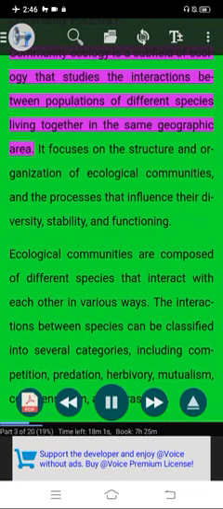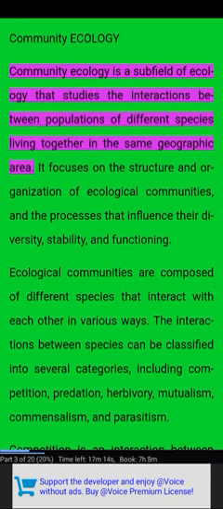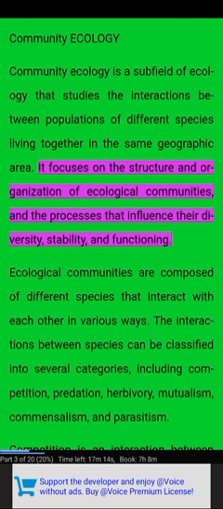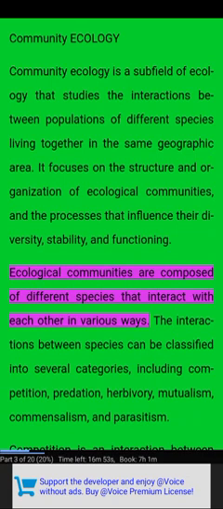Community ecology. Community ecology is a subfield of ecology that studies the interactions between populations of different species living together in the same geographic area. It focuses on the structure and organization of ecological communities, and the processes that influence their diversity, stability, and functioning. Ecological communities are composed of different species that interact with each other in various ways.